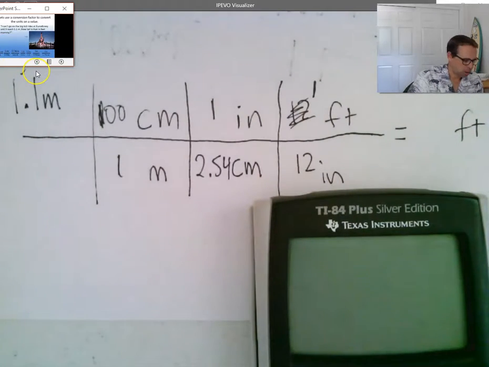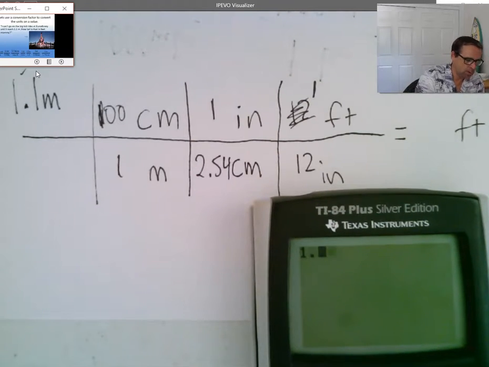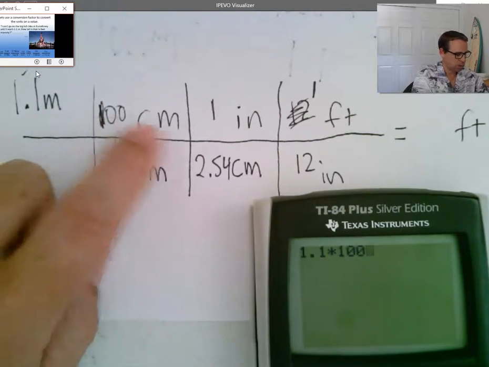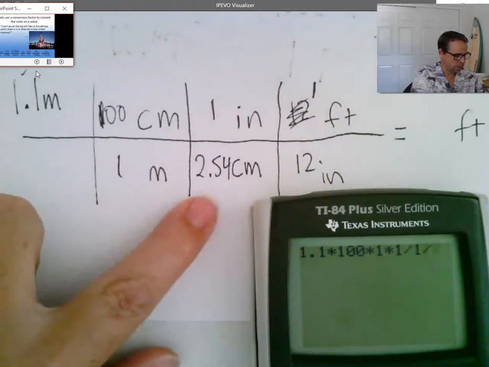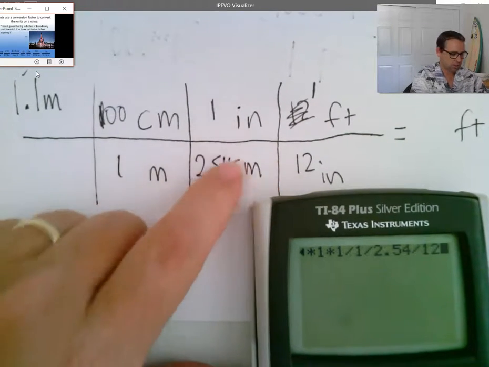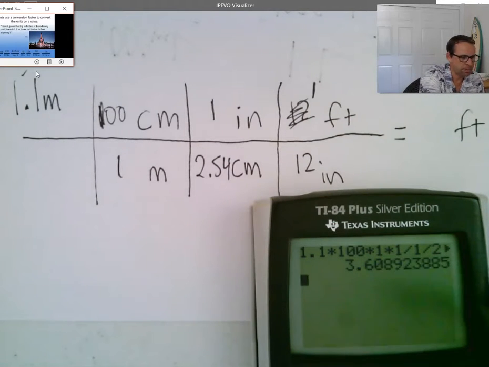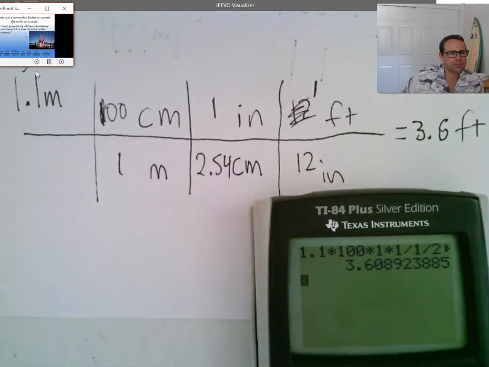Okay? So here's what we find. If I take 1.1, multiply it by the 100, whoops, forgot to put in the multiplication sign, times 100, times the 1, times the 1, divided by the 1, divided by 2.54, divided by 12, and then I get 3.608923885. How many significant figures did I start with? 2. So how many significant figures is this answer going to have? Just 2. So I got 3.60, so it's going to round to just 3.6. Okay? Did you follow that?